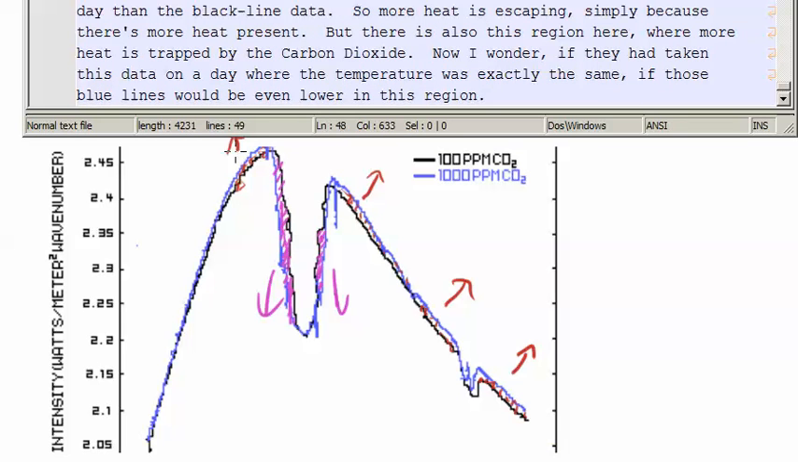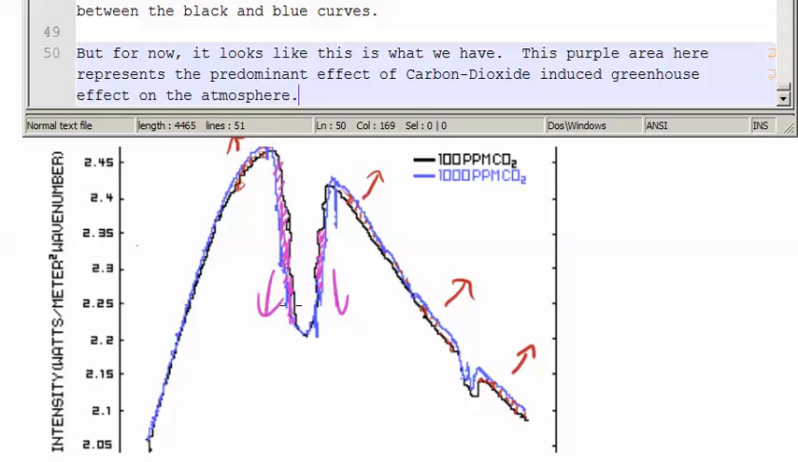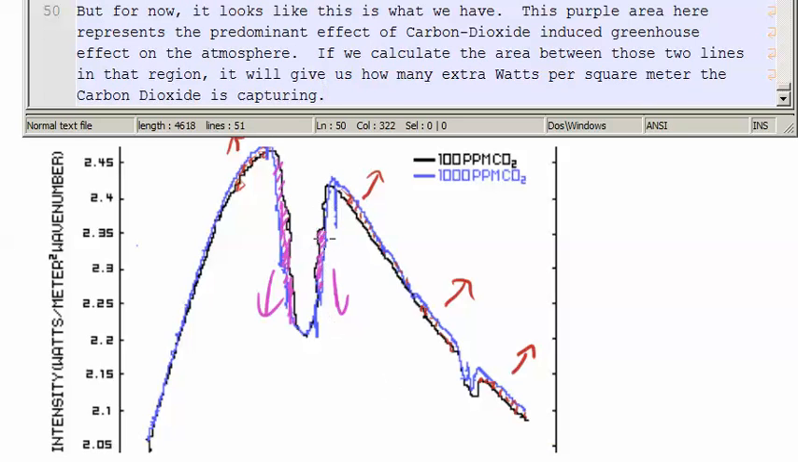Now I wonder if they had taken this data on a day where the temperature were exactly the same and the black lines and blue lines were perfectly aligned in all of the other areas, if these blue lines would be even lower in this region, hence increasing the area between the black and blue curves. But for now, it looks like this is what we have. This purple area here represents the predominant effect of the carbon dioxide-induced greenhouse effect on our atmosphere.